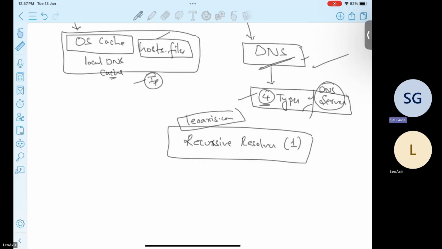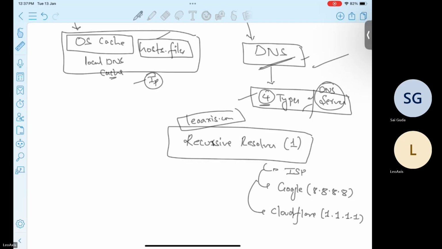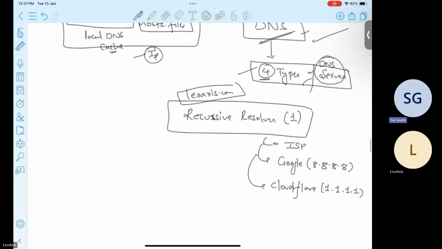Okay. Now, who is managing these recursive resolver servers? It might be maintained by your internet service provider, or it might be from Google, right? 8.8.8.8 represents the Google DNS, or it might be from Cloudflare DNS, like 1.1.1.1, or it might be within the AWS Cloud, Route 53. So these are the examples of DNS resolver servers.